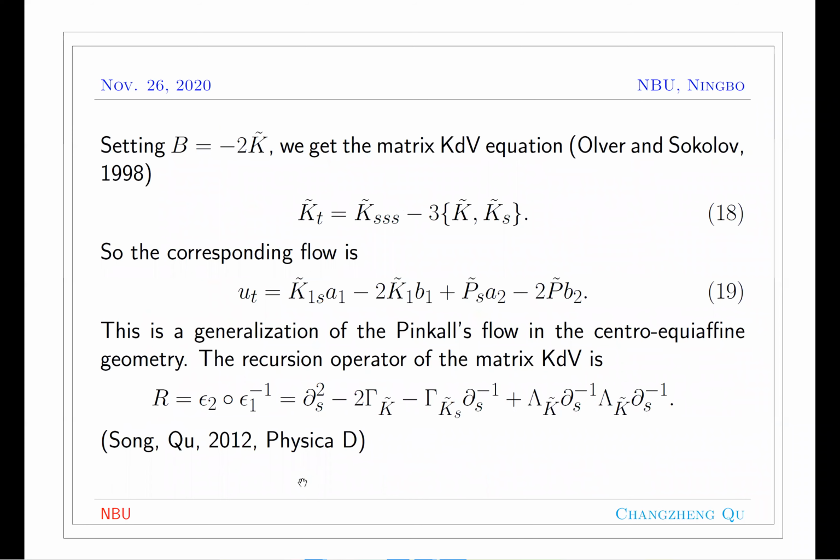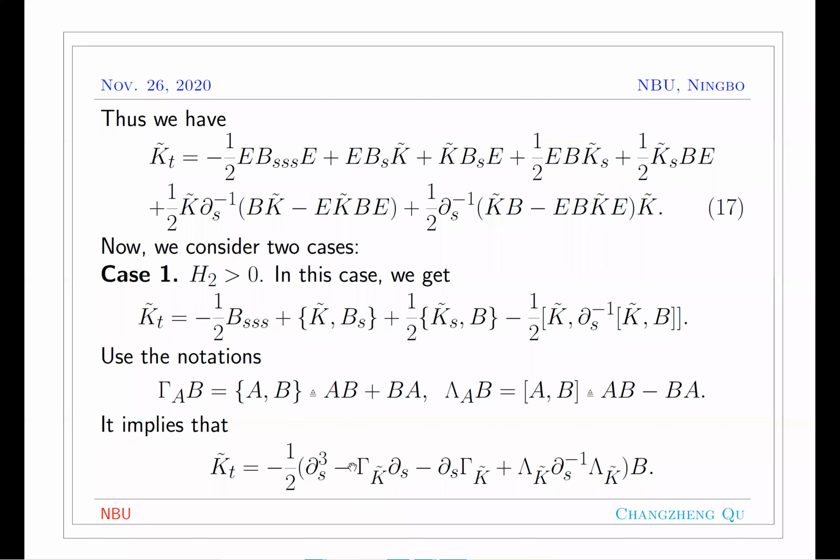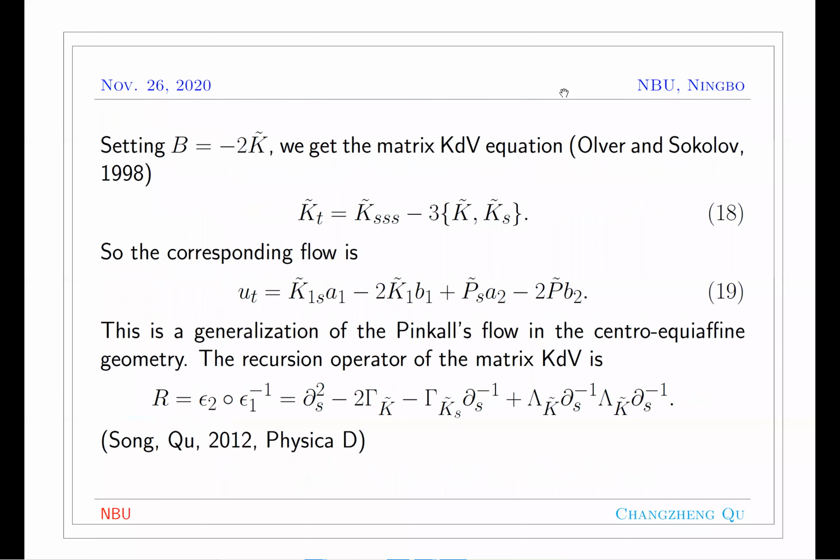Actually, we can prove that this operator is nothing but the recursive operator of the matrix KdV equations. This is a result due to Olver and Sokolov in the famous paper. So the curve flow is equivalent to the matrix KdV equations. The hierarchy of the matrix KdV equations can be obtained from this recursive operator.